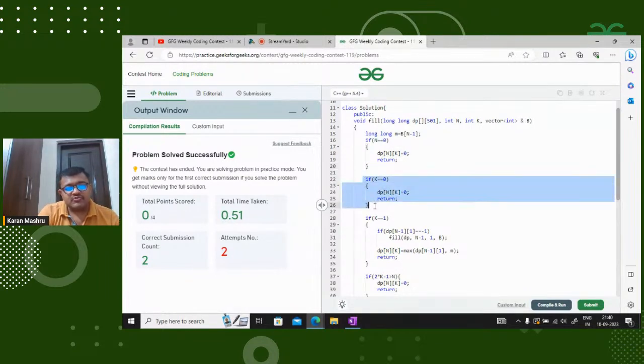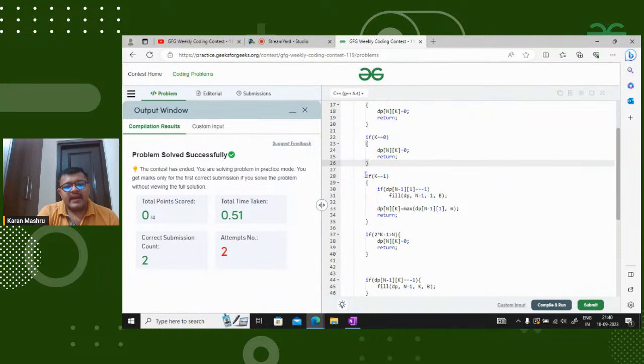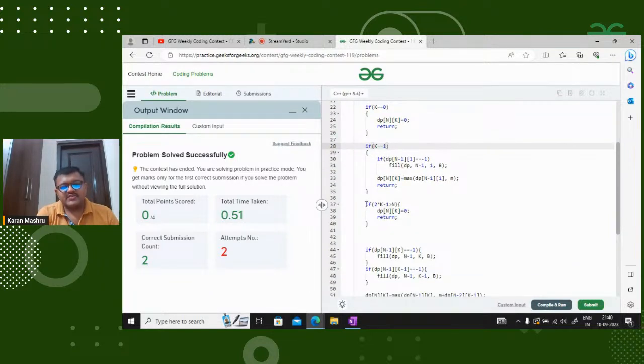If k equals 0, that is we do not need to pluck any flowers, then no matter how many flowers we have, the sum of beauty will again be 0. Now if we want to pluck only one flower, why I have taken this case separately, because here we are asked to choose such that we cannot take two consecutive flowers, right? So we are checking this condition.